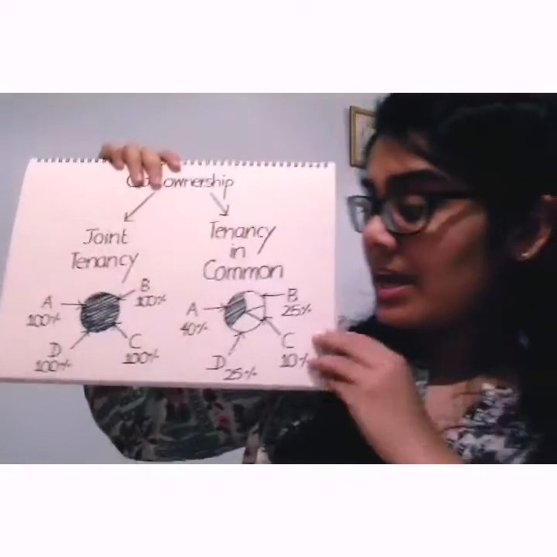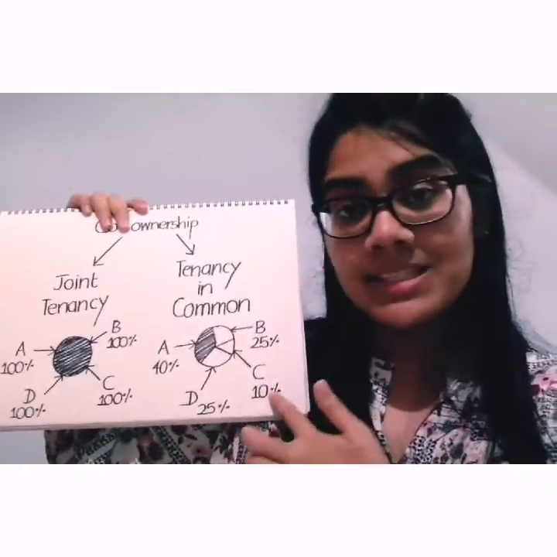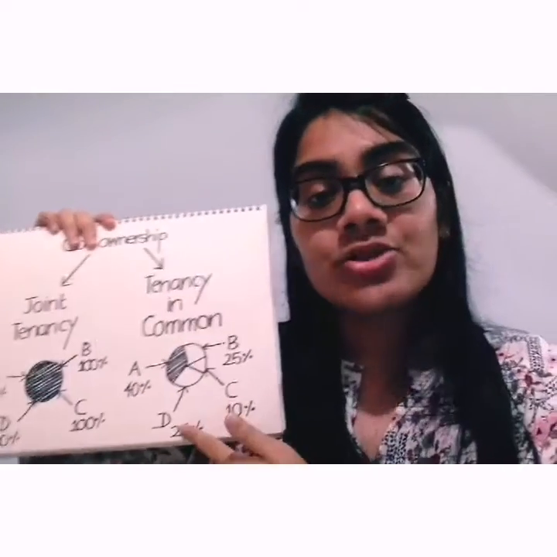Now, these undivided shares may be left by each co-owner to their heirs in a will, for example, if they choose to do so. Also, if the co-owners decide to sell the property, the proceeds of sale may be divided between these co-owners in accordance with their undivided shares. So, for example, A would receive 40% of the proceeds of sale, C would receive 10%, and B and D would each receive 25% of proceeds of sale.